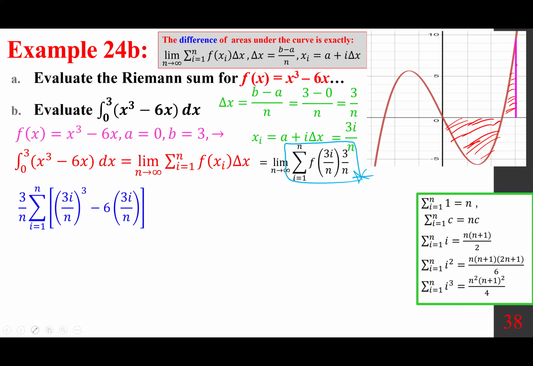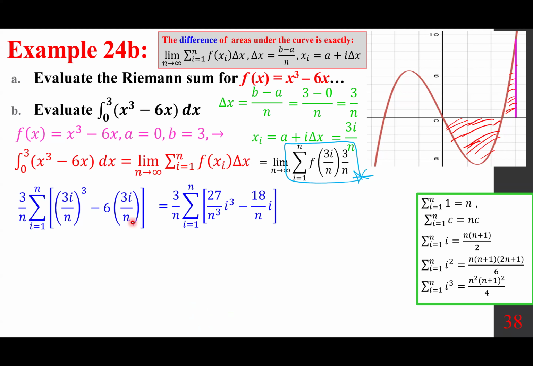Now, this one is 27 i cubed over n cubed. This one is minus 18 i over n. And you can separate the i. Everything can come out of the summation sign. What remains in there is anything involving i.